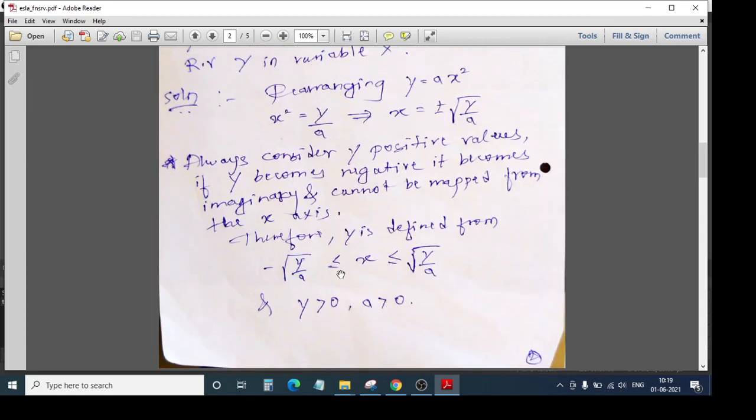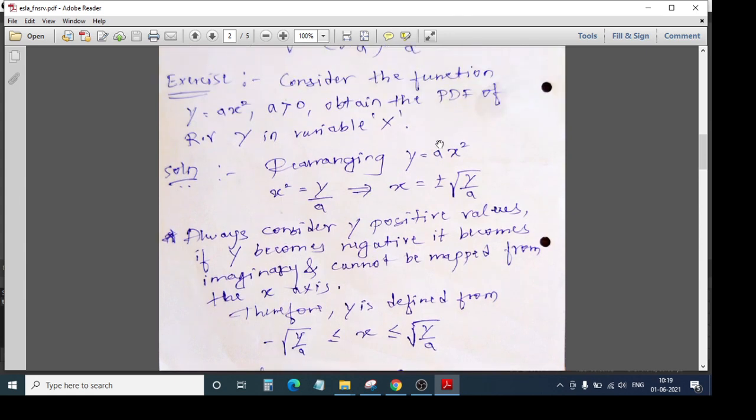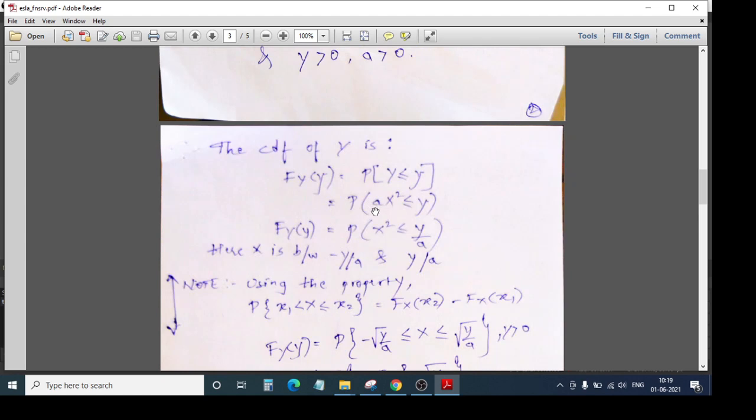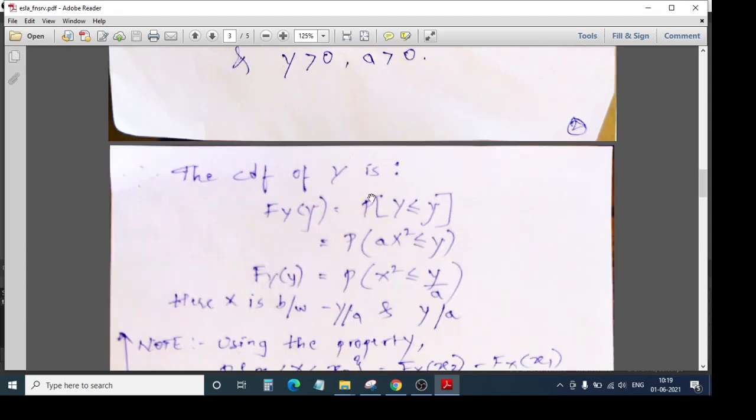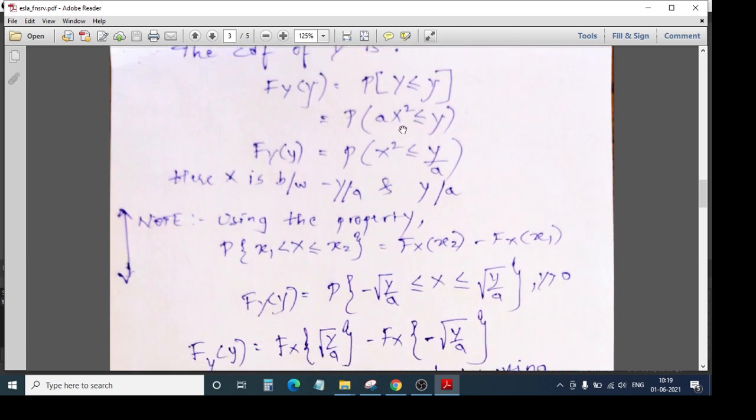So capital Y we have found out just now. It has been given, it is ax square. So using that ax square, again rearranging the terms, x square is kept here only, and a has been taken in the denominator. Okay, so you can observe here ax square. So x square has been kept as it is, a has been taken in the denominator.